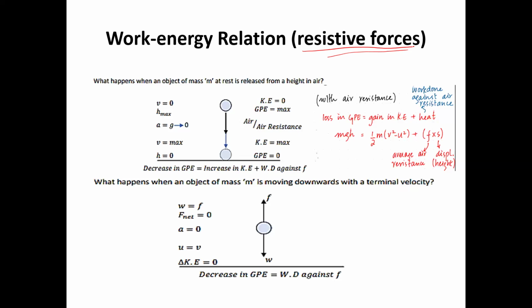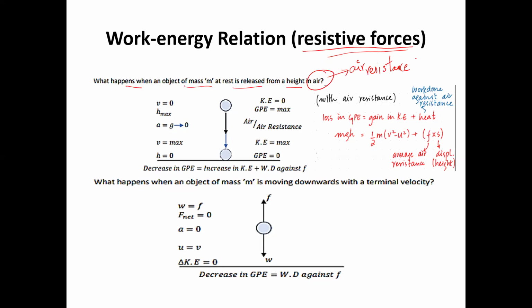So how are we going to channelize the equation relating loss in one form of energy and gain in the other form of energy? Let's witness that. For example, the very first case: what happens when an object at rest is released from a height in air? When it is in air, it means there is a presence of air resistance acting on the body.